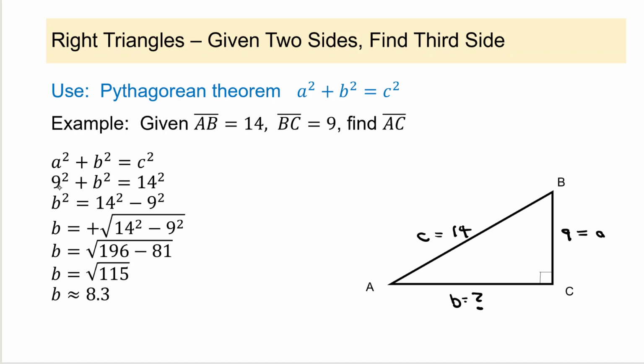So we just set up the Pythagorean theorem, A squared plus B squared equals C squared. We sub in 9 for A. We sub in 14 for C. And then we solve for B. So we end up with B equals the square root of 115, which I found a decimal approximation for and rounded to one decimal place and got 8.3. So we found side B equals 8.3 units.